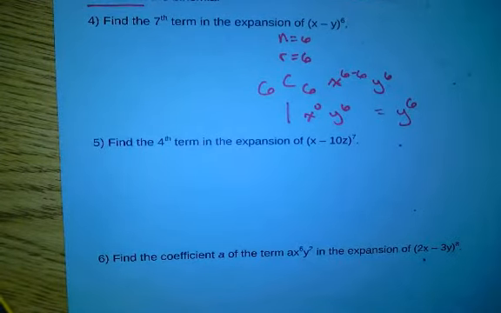Alright, number 5. Let's find the fourth term. You want to do this one on your own? Get a 30-second head start. Figure out your n, your r, and that's really about it. Don't forget, r is the term number minus 1.